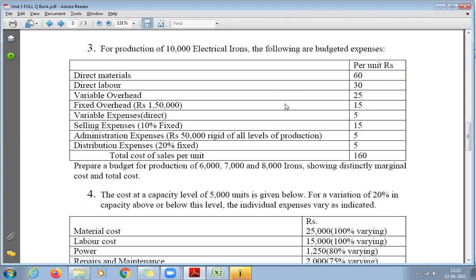We are done yesterday. We are done in problem number 4. When it is fixed cost, how to calculate for the other output? See, 15 rupees he has given for 10,000 units. It cannot be same for 6,000, 7,000, 8,000. We already know that, right? Because per unit cost for fixed cost will be varying. It will not be constant. So how to do it?